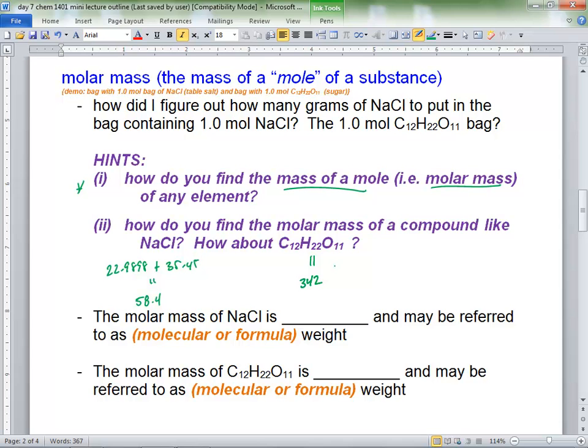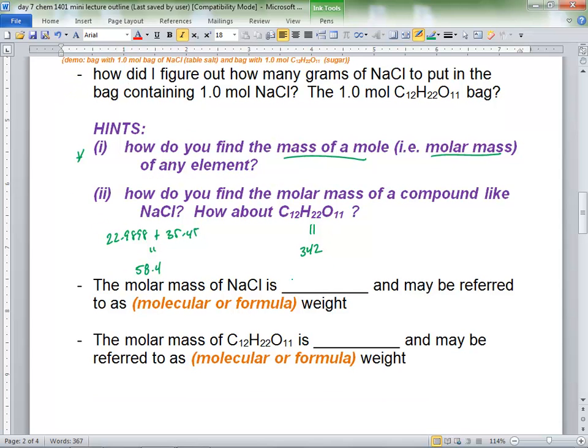Okay, so we can write those numbers in here. The molar mass of sodium chloride is 58.4. The molar mass of sugar is 342. We need some units, though. And if you remember the units for molar mass, that's going to help your life tremendously. What are the units? Is it grams? Grams per mole. It's grams per mole.